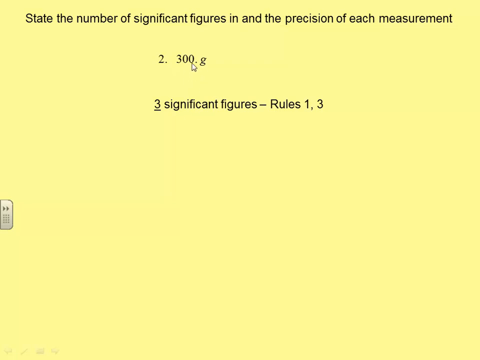So that means this 0 is part of the measurement. It's the estimated digit, so we estimated to the nearest 1 gram. That's the precision of this measurement. Precision is kind of how many decimal places, right? It's what we're estimating to.